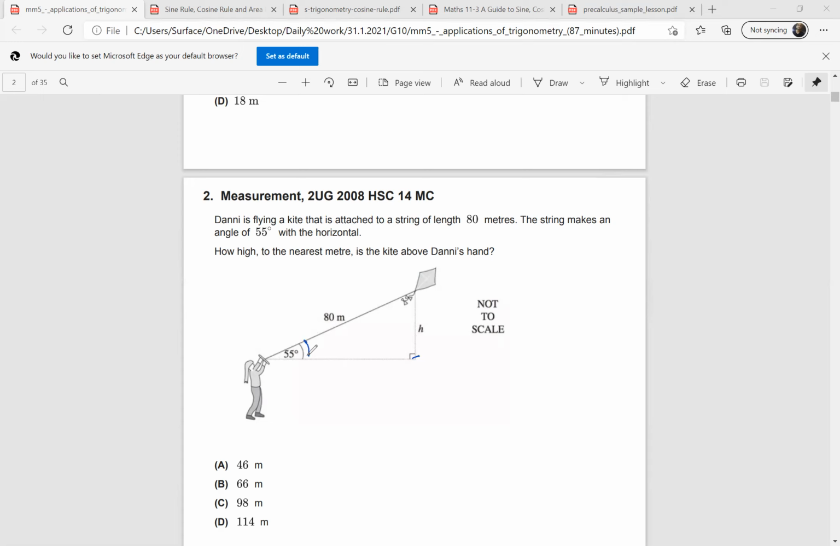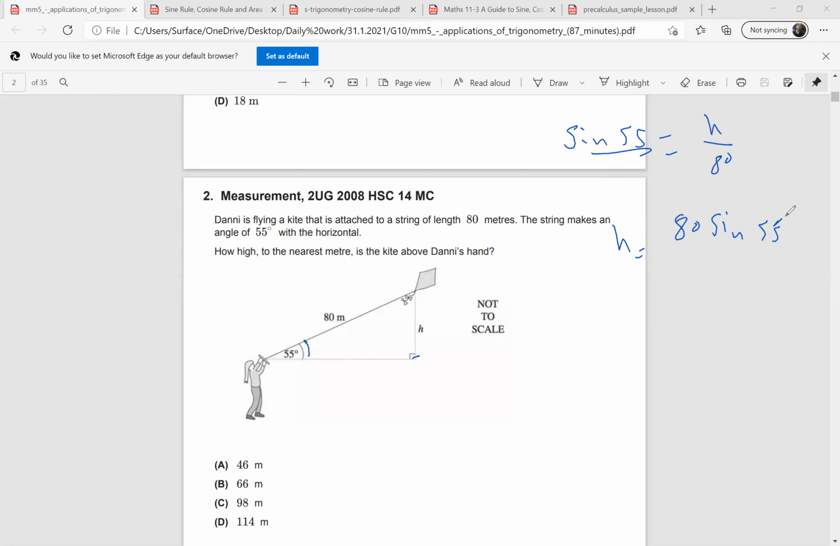Sine 55 equals height over the hypotenuse, because we have the hypotenuse and we need the height. The height is opposite, so opposite over hypotenuse, then we have to use the sine. So sine 55 equals h over 80. So the height will be 80 sine 55. Is it okay?